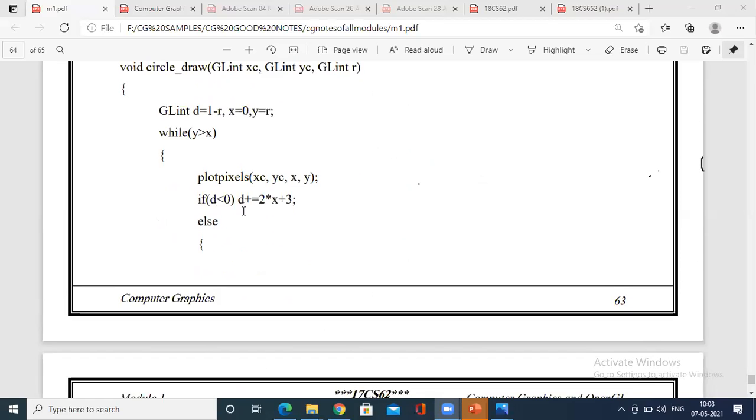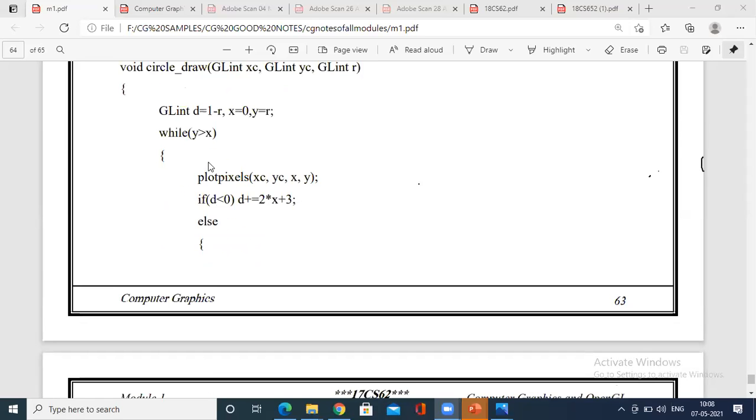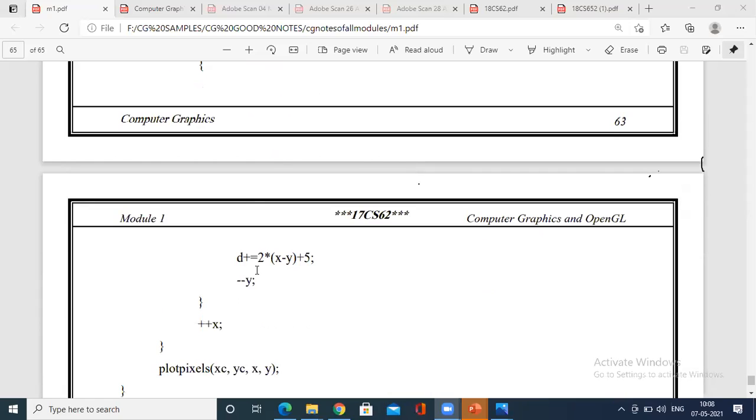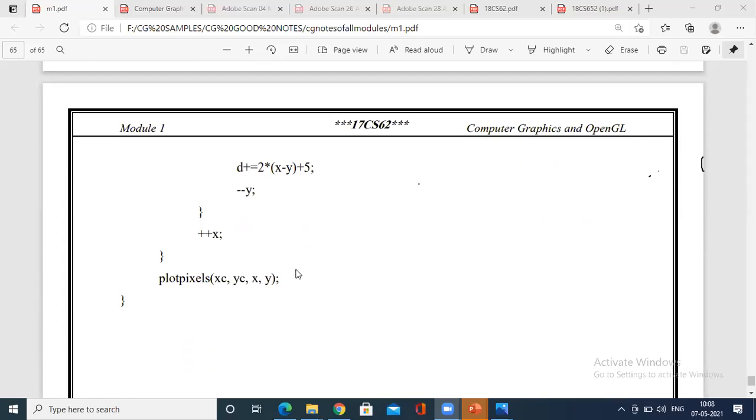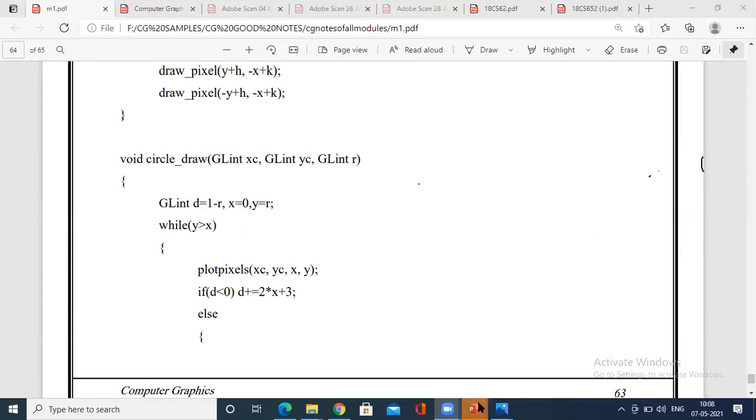See here, the same p naught value. If d is less than 0, how do you calculate d? While y is greater than x, what you will do? You calculate the decision parameters. You go on plotting the pixels. So circle drawing algorithm I have not given in the Google Classroom, so you can execute that. So this is all about the circle drawing algorithm.